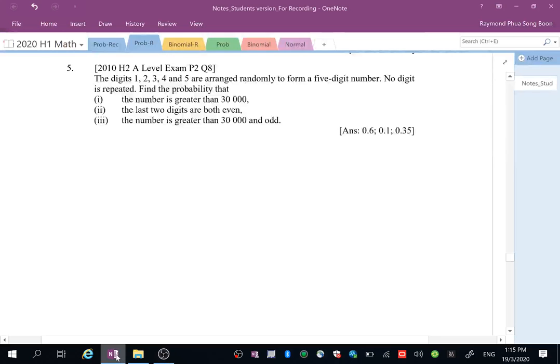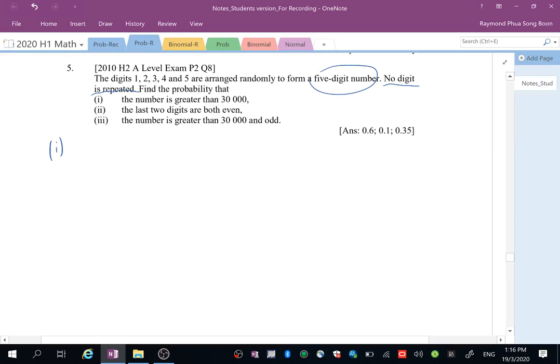Okay, in question 5 of the practice questions, this is actually an H2 Maths past year exam question, but it is also applicable to H1 Maths. So you have the 5 digits 1, 2, 3, 4, 5. They are arranged to form a 5-digit number. No digit is repeated. In other words, no digit is reused. So every digit is used and there's no repetition of digits.